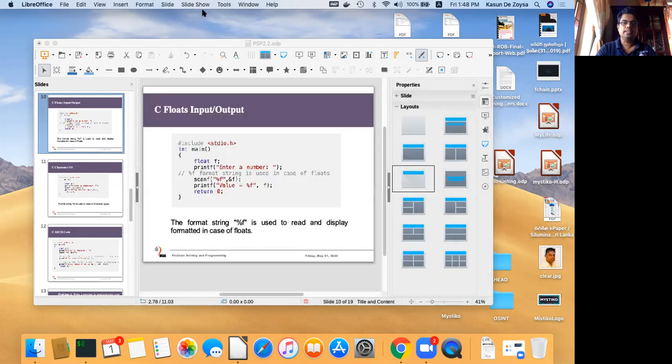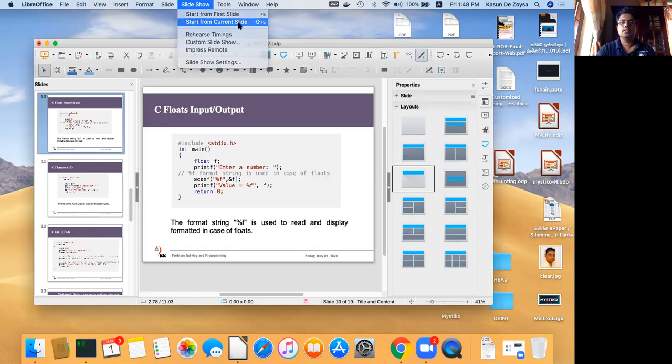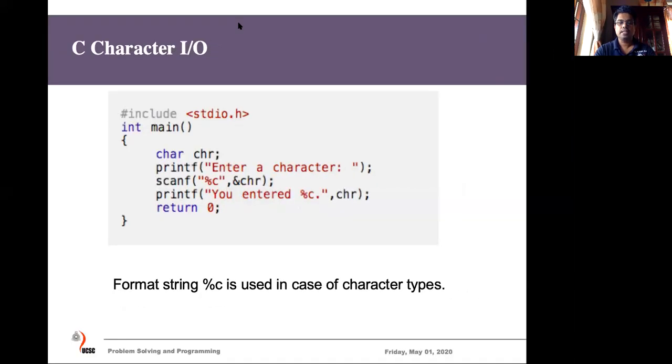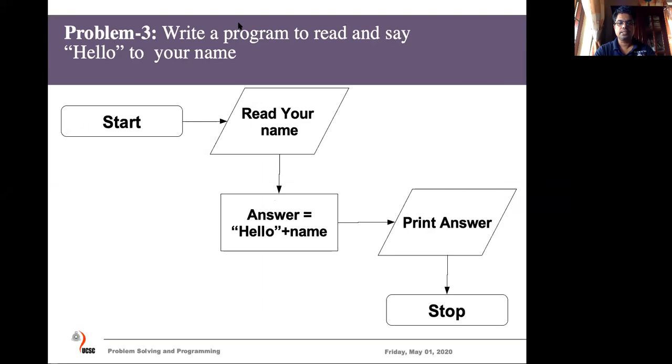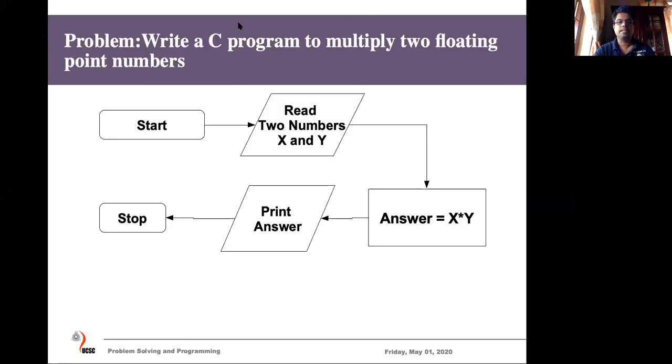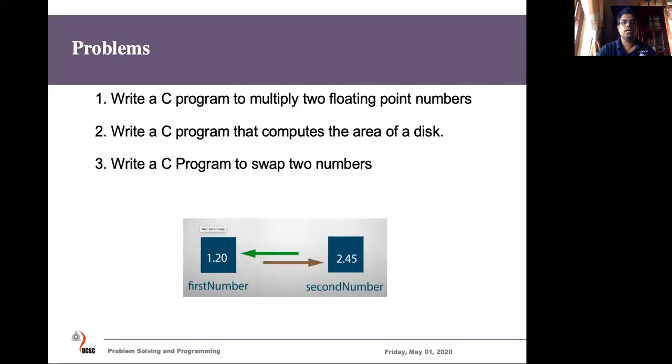I think that's it for this session. So that's how we print numbers. So you should write 2 other programs, one to compute the area of a disk after you enter the radius, the other to swap 2 numbers. And these 2 programs should be uploaded to the LMS as the activity of this week. Okay, thank you.